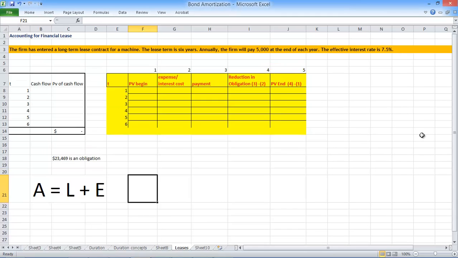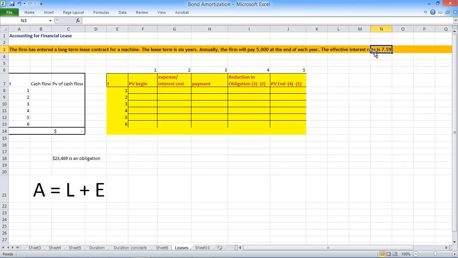We'll be discussing financial lease. This is what we have been given. The firm has entered a long-term lease contract for a machine. The lease term is 6 years. Annually, the firm will pay $5,000 at the end of each year. The effective interest rate is 7.5%.